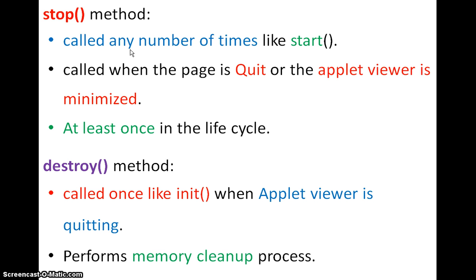Termination of an applet is indicated by the destroy method call. The destroy method is called once, like the init method. Whenever the applet viewer is quitting, the destroy method is called. In this method, operations like memory cleanup will be invoked.